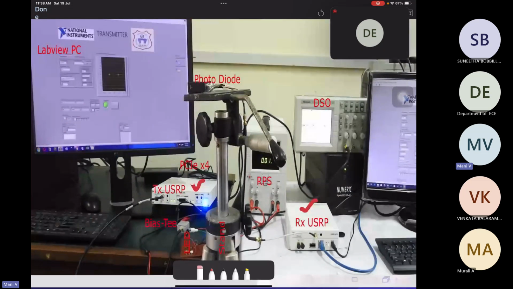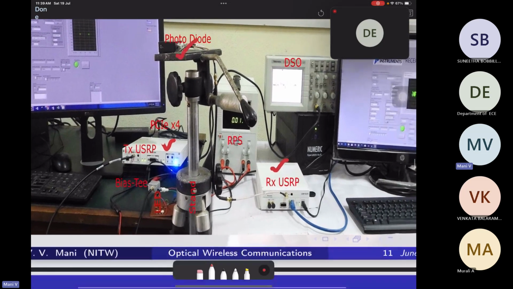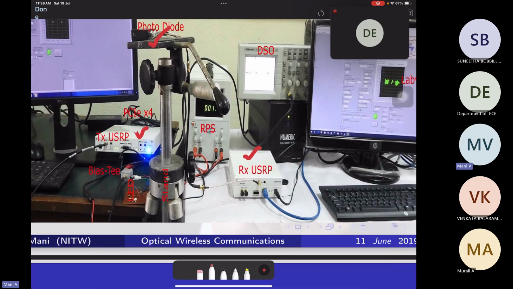Now, receiving. For your receiving part, for us, there is no option. We have placed the receiver on a tripod. That is a photodiode, your receiver. Then the photodiode output is connected to the USRP. Can you see that? The photodiode also needs a regulated power supply because it needs a bias voltage. So it is connected to the bias and it is connected to the USRP.